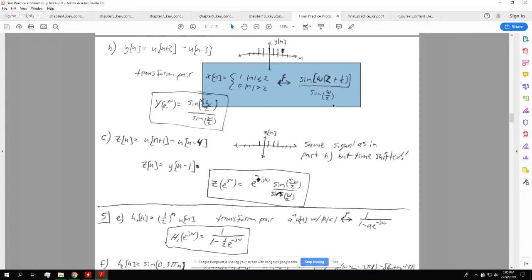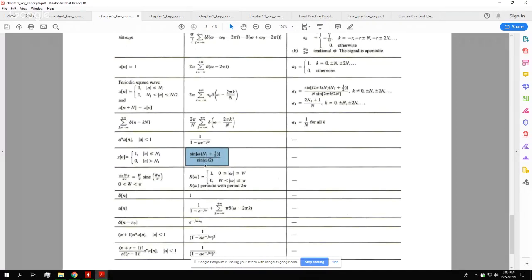Use the right one, yeah. Sine omega 2 plus half over sine omega 2. So, okay, I see what I did, I think. I used this one here, it looks like, and we applied a time shift to this thing, because our version of this problem is this thing, but it's shifted over.